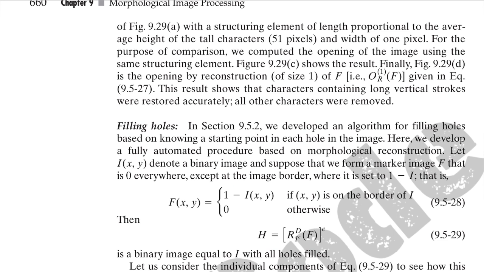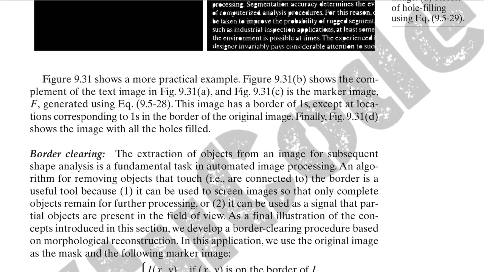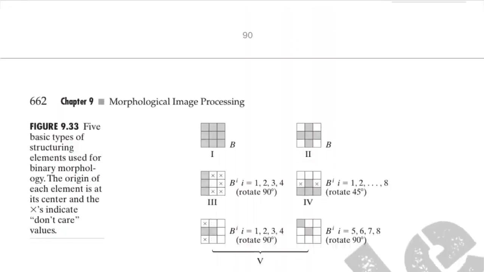Besides this you also have something known as automated hole filling, where the entire process is automated, starting with a complement of an image, creating a wall of zeros around the hole, then dilating the entire image. Next is border clearing. In border clearing, what you are doing is you are just removing objects which are touching the image border. So you are trying to extract the complete object from a particular image for further processing. For example, the procedure is applied to a text image for removing any object or characters that touch a particular border, and after that you can remove them and send the image for further analysis.